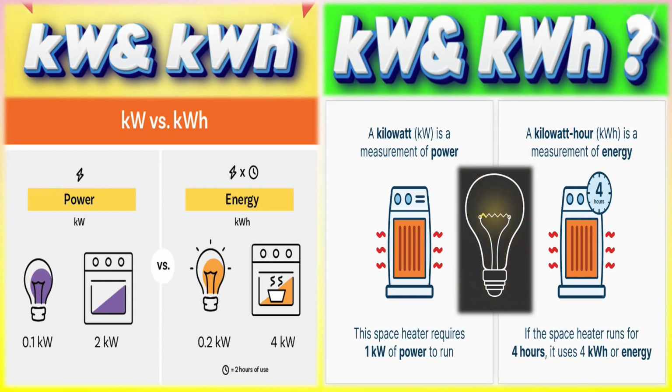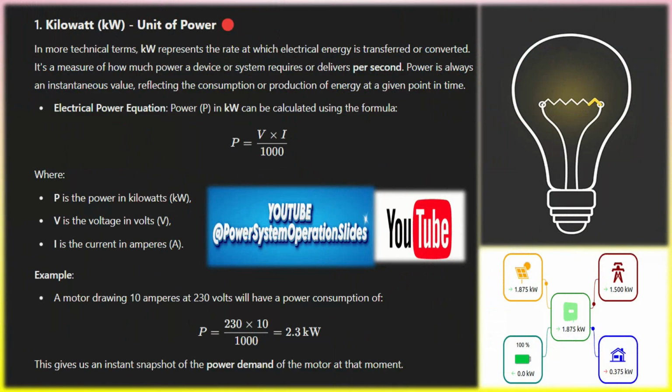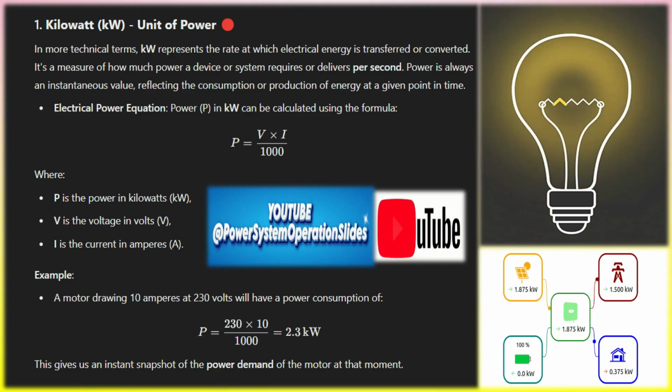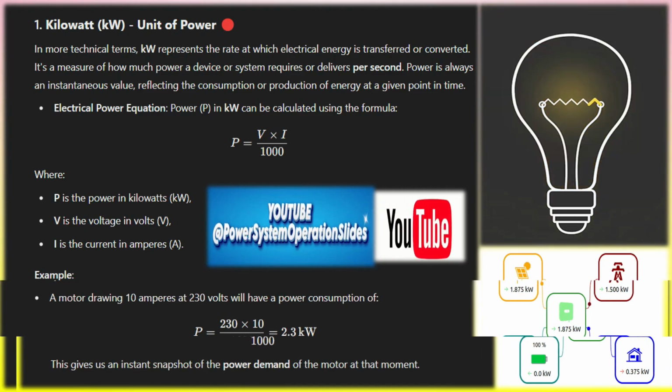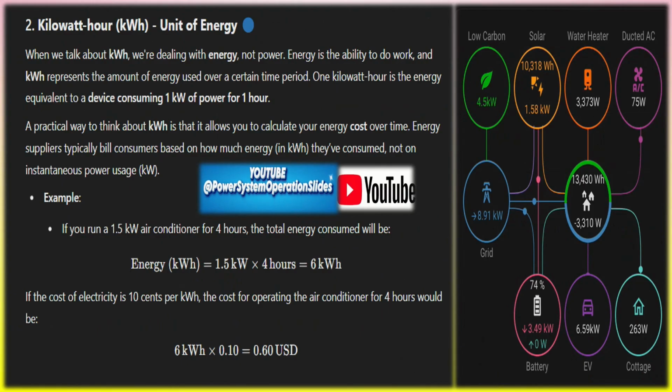The concepts of kilowatts (kW) and kilowatt-hours (kWh) are fundamental to understanding how electrical power and energy are measured, utilized, and billed in both household and industrial settings. kW represents the instantaneous rate of power consumption or production, reflecting how much electricity a device or system uses at any given moment. It's crucial for sizing equipment, managing peak demand, and ensuring that systems operate efficiently.